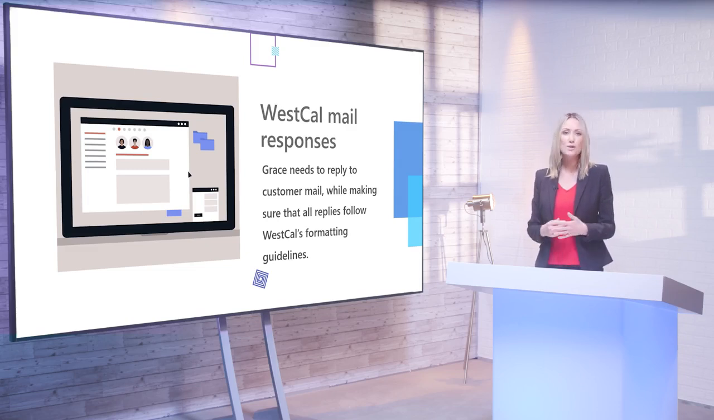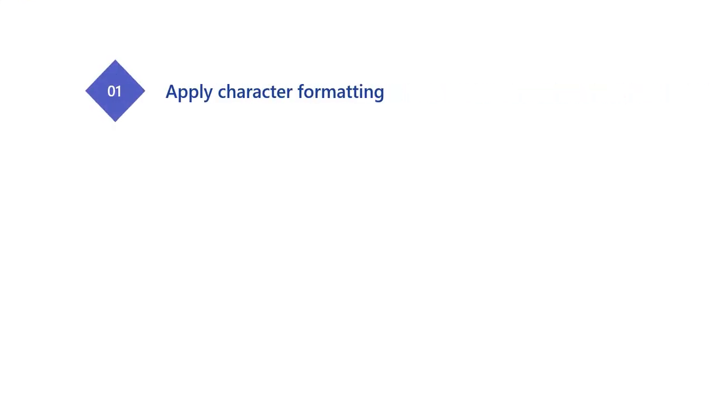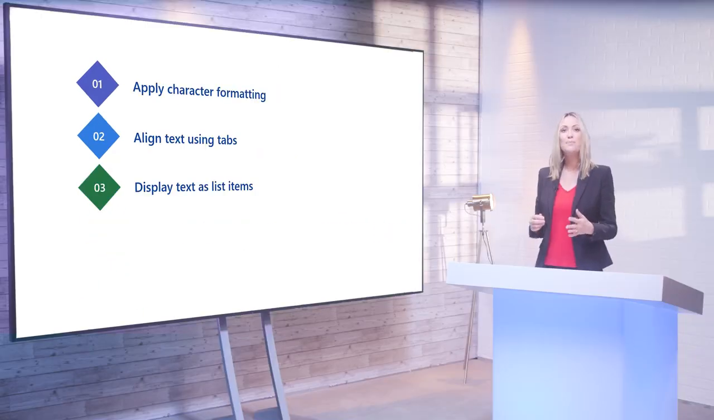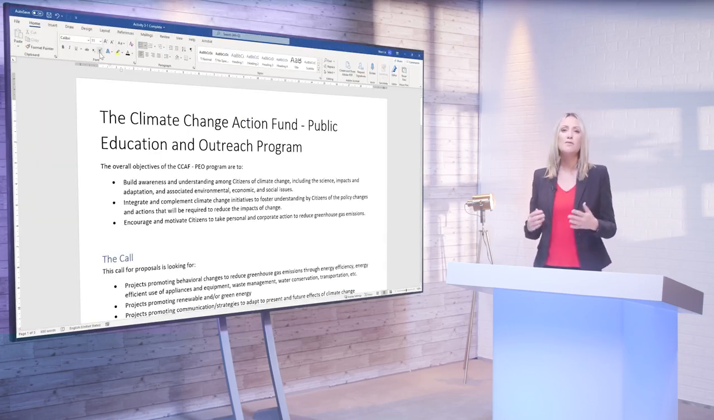In this lesson, you'll also learn how to use the formatting features in Microsoft Word. By the end of this lesson, you'll know how to apply character formatting, align text using tabs, and display text as list items. Before you begin, you should know what text formatting is, along with the different formatting methods available to Microsoft Word users. Microsoft Word offers a wide variety of formatting options that you can apply to your text. Whether you want to create a straightforward, simple design or a vibrant, modern look, Microsoft Word has all the tools that you need.